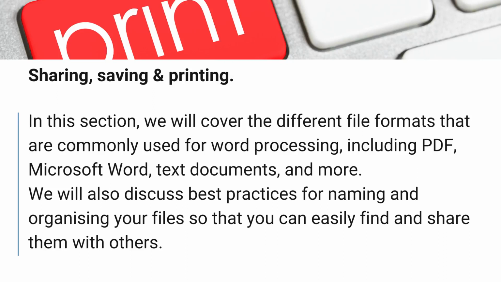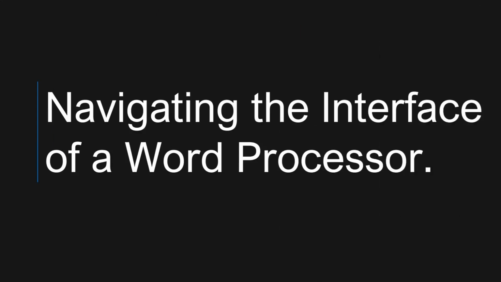Once you have created and formatted your document, it's important to save it in a format that can be easily shared or printed. In this section, we will cover the different file formats that are commonly used for word processing, including PDF, Microsoft Word, text documents, and more. We will also discuss the best practices for naming and organizing your files so you can easily find and share them with others.